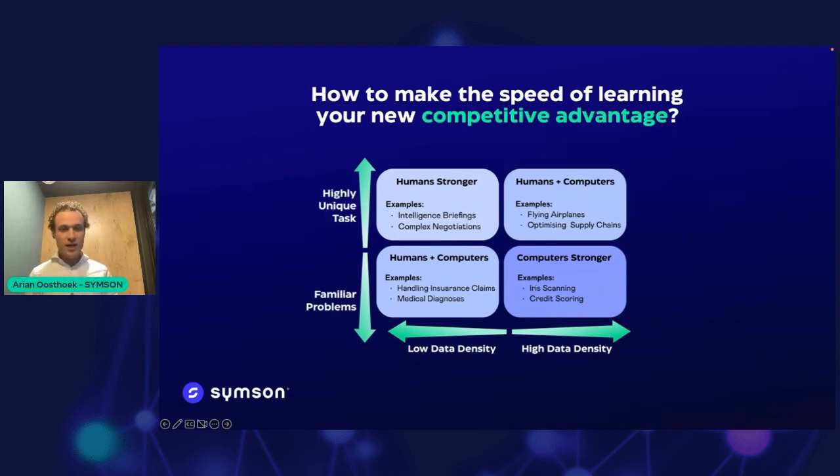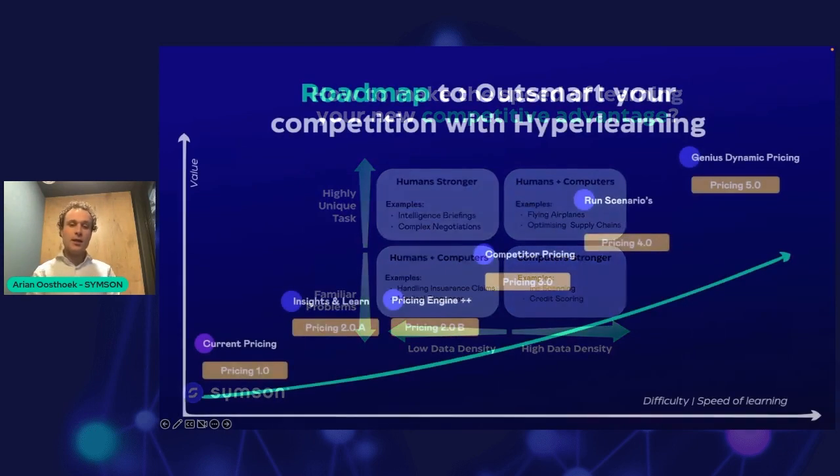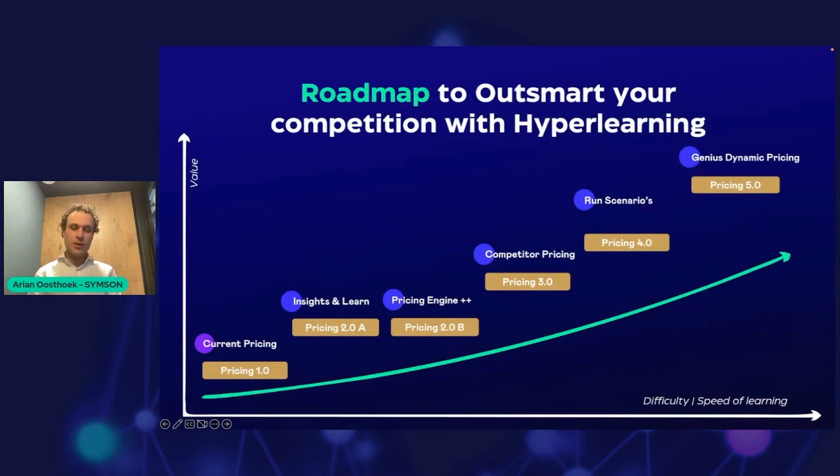And when you have a lot of data and it's a really familiar problem, this is where the computer is always stronger. So you see here iris scanning and credit scoring. These are really familiar tasks for a computer, and this is where the computer wins. Pricing is typically a topic where humans and machines are combined.